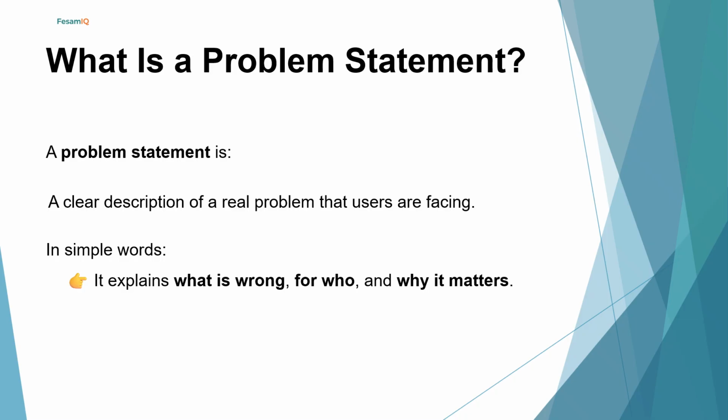So what is a problem statement? A problem statement is a clear description of a real problem that users are facing. A problem statement helps everyone understand the problem the same way. Before we build anything, we must agree on the problem. So, in simple words, it explains what is wrong, for who, and why it matters.